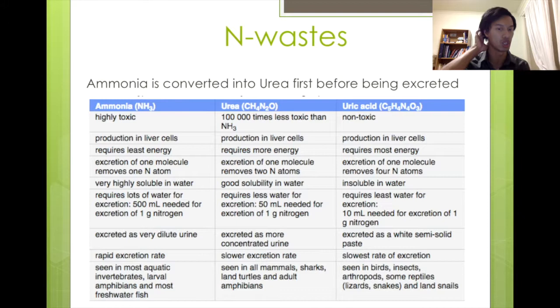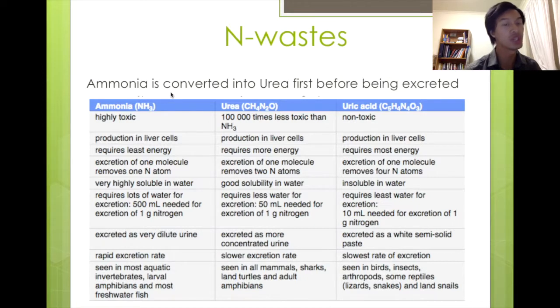However, that takes a bit of energy to do. Okay, so ammonia is produced in the liver cells. It requires the least amount of energy to remove because you can just dump it, but it's highly toxic, right? So it's soluble in water, but it's the most toxic version.